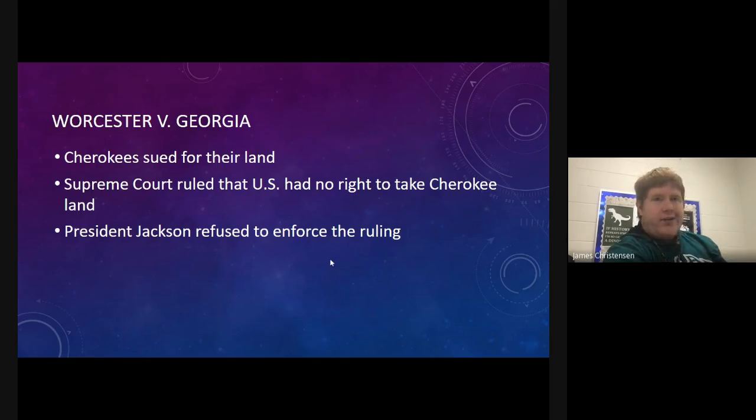The Cherokee actually tried to go through as many legal ways to stop this as possible. They even went to the Supreme Court in the case of Worcester v. Georgia. The Cherokee sued for their land. And here's the kicker: the Supreme Court sided with the Cherokee, that the U.S. had no right to take their land. However, President Jackson refused to enforce the Supreme Court ruling. He said, whatever, we're still going to kick them out anyway.